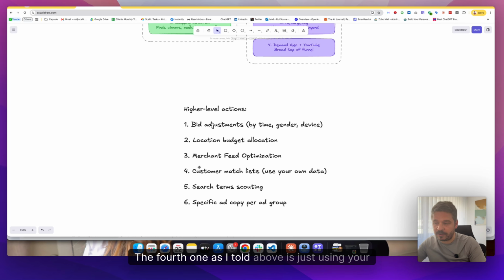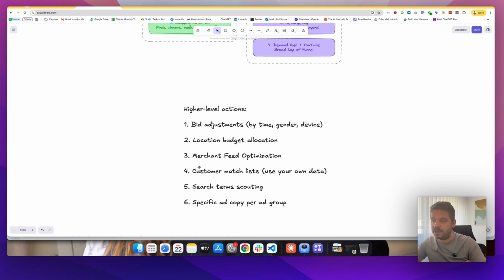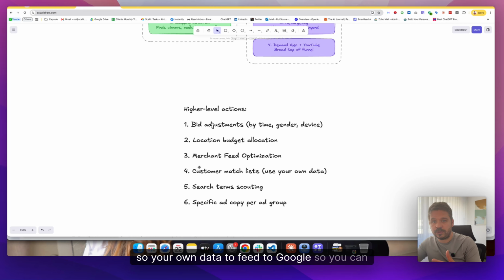The fourth one, as I told you above, is just using your customer match lists, so your own data, to feed to Google so it can learn better. That's the super important stuff.